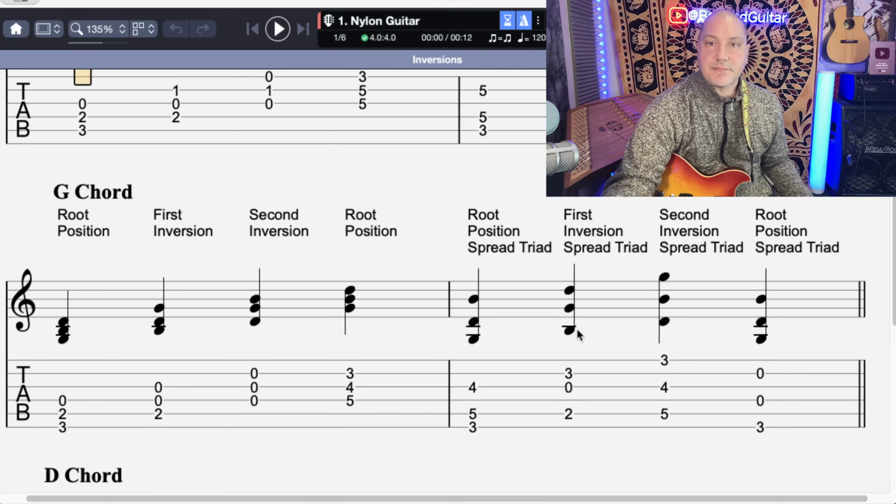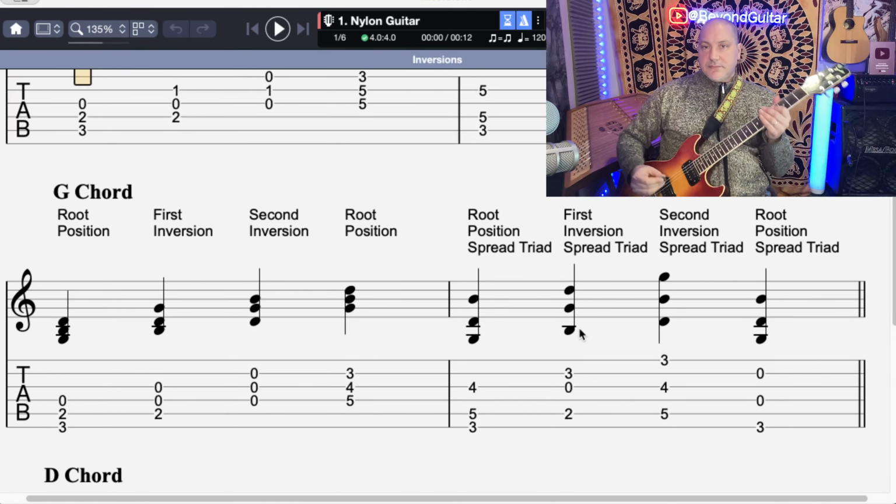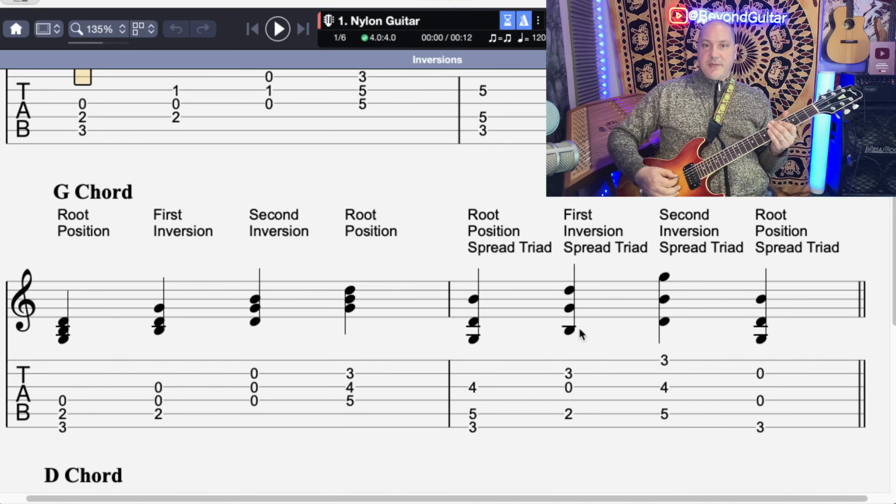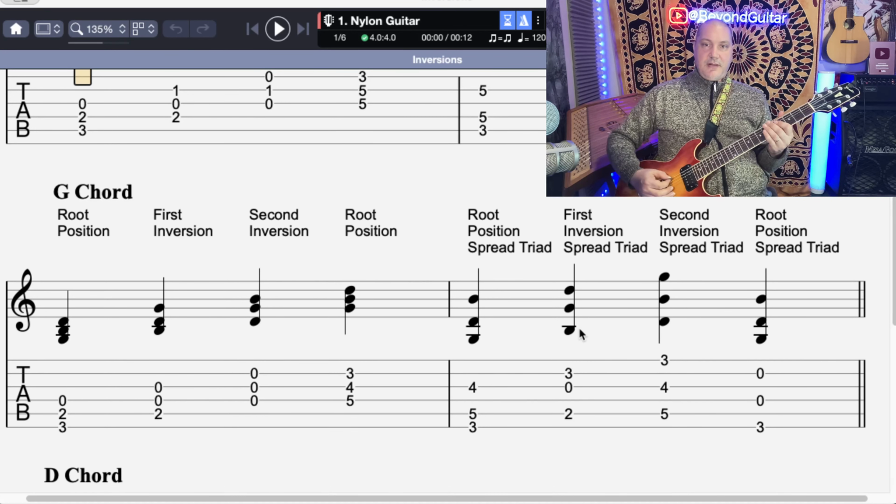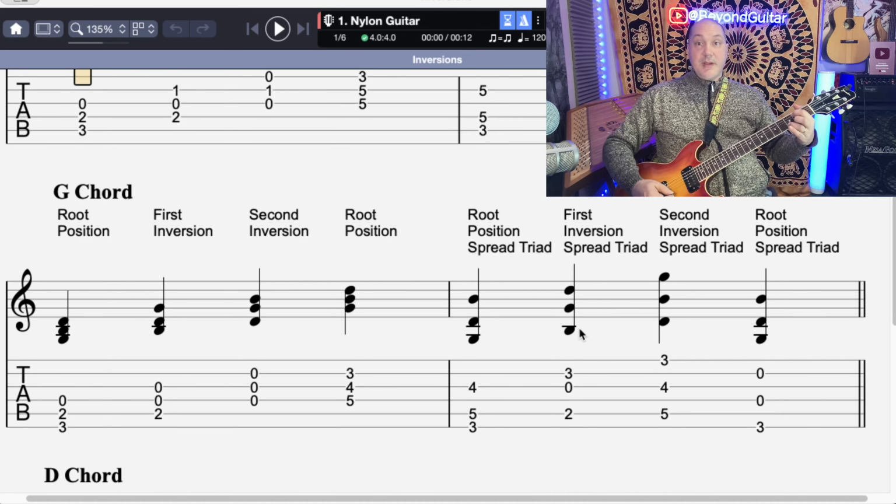Keep going. Next one. First inversion, spread triad. Okay, what are we looking at? We got a B, we got a G, and we got a D. Big space between the notes, right? B to G, that's a sixth. G to D, that's a fifth. Really far apart there.